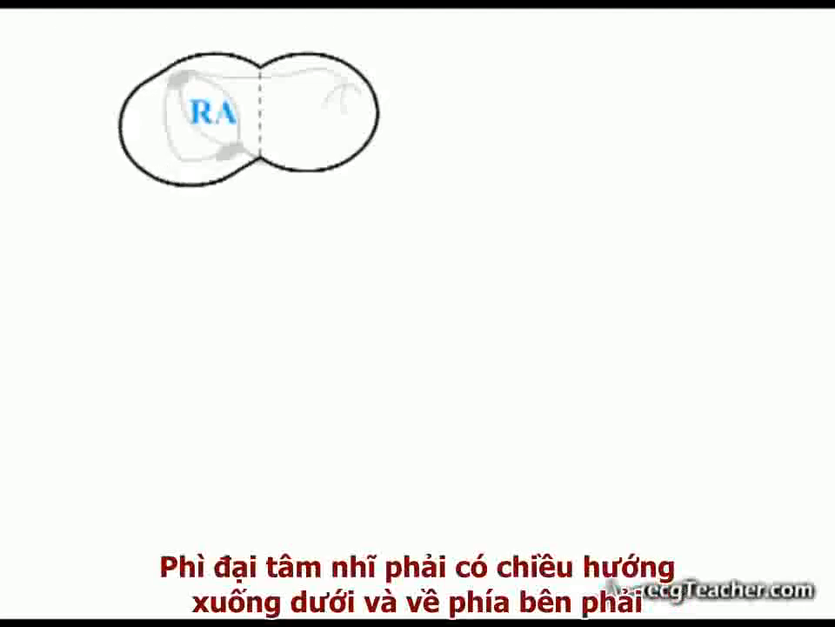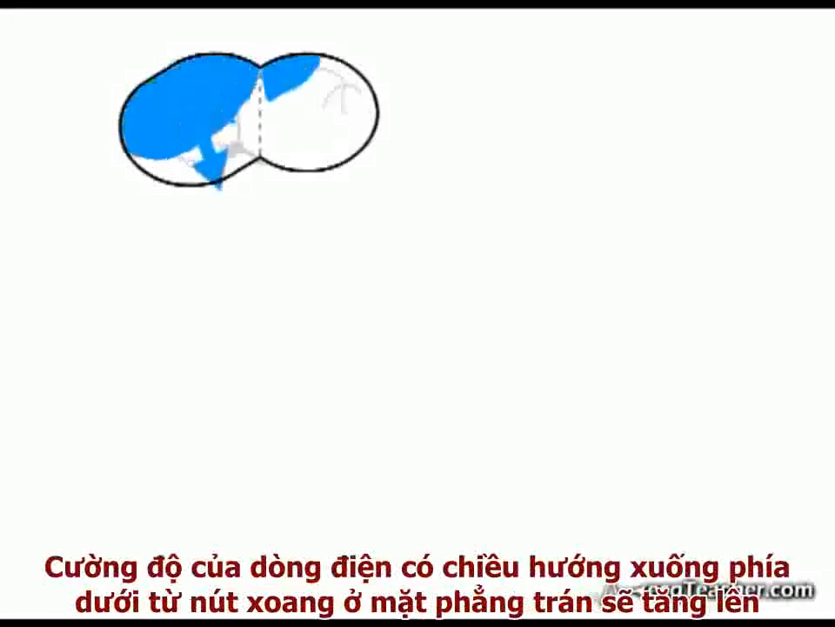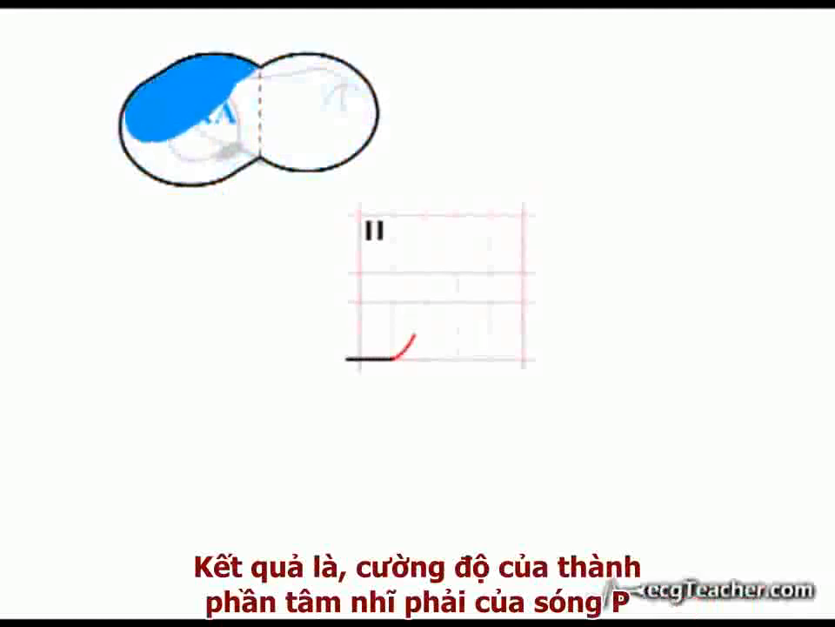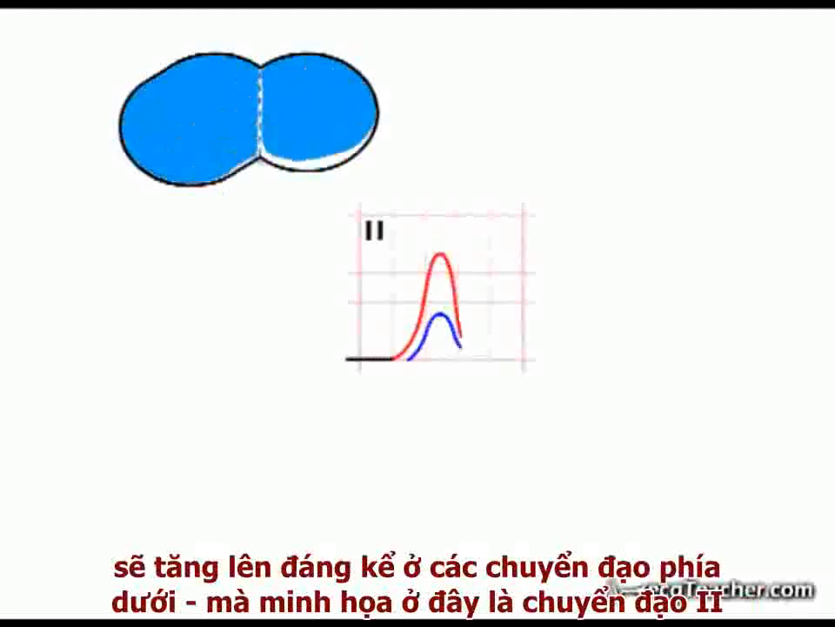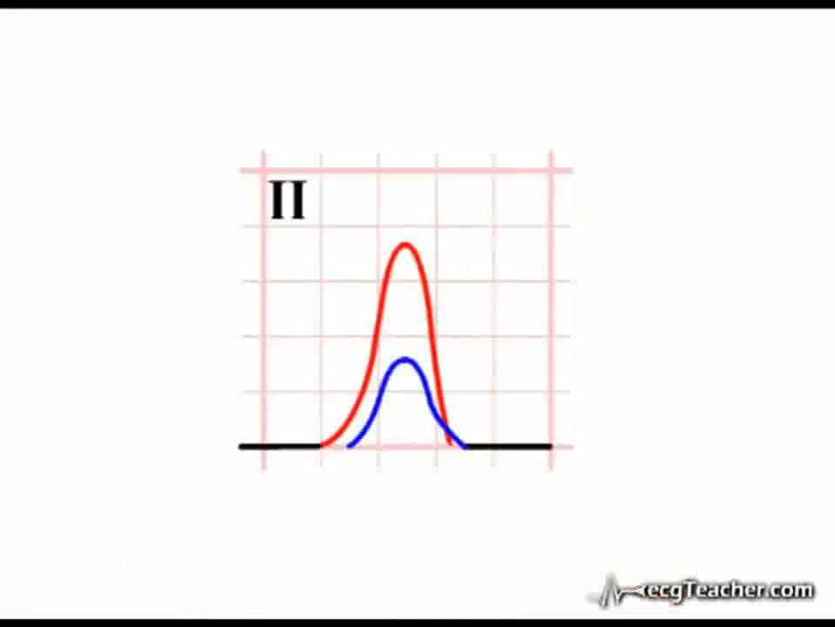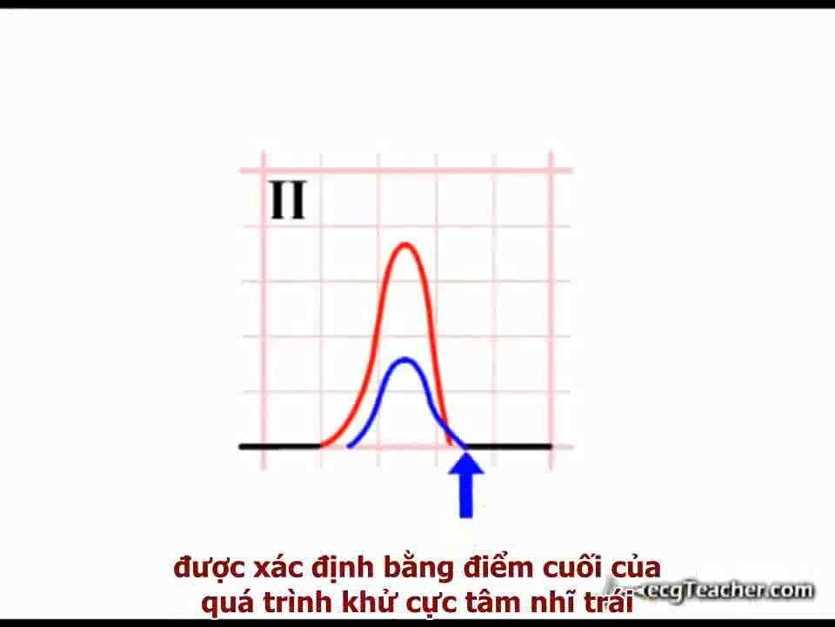The right atrium enlarges downwards and towards the right. In right atrial enlargement, therefore, the magnitude of current spreading downwards from the SA node in the frontal plane is greatly increased. Consequently, the amplitude of the right atrial component of the P wave increases dramatically in the inferior leads, illustrated here in lead 2. However, even though the right atrial component is prolonged in duration, it still falls within the limit of normality defined by the end of the left atrial component.